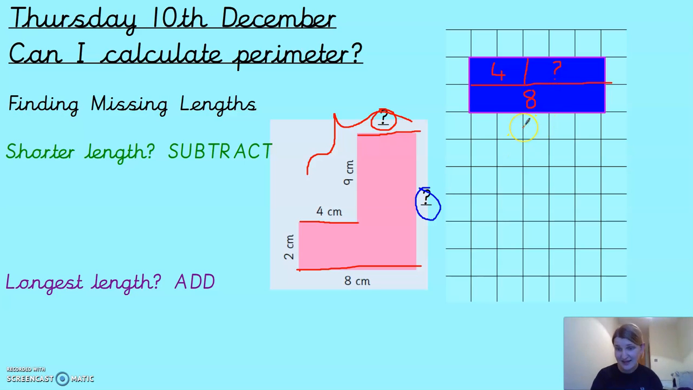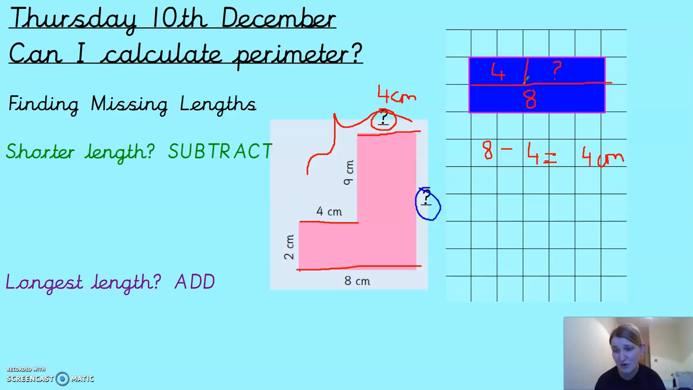So I can use my old pal, the inverse. I can subtract 4 from 8. I can do 8 take away 4 to work out what this missing length is. And you guys know the answer, don't you? 8 take away 4 is going to equal 4 centimetres. So I found my first missing length by subtracting. This one is 4 centimetres. Hopefully that makes sense to you guys.